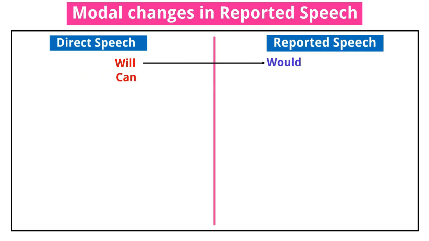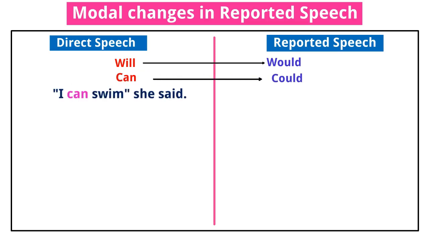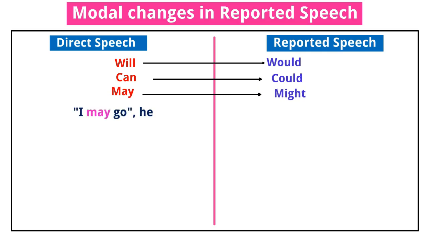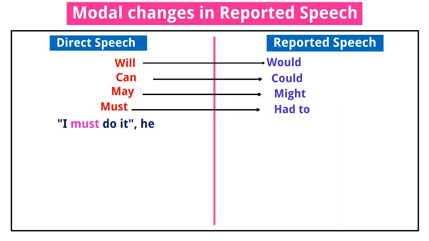Can becomes could in reported speech. For example, "I can swim," she said. She said that she could swim. May becomes might. For example, "I may go," he said. He said that he might go. Must becomes had to. For example, "I must do it," he said. He said that he had to do it.